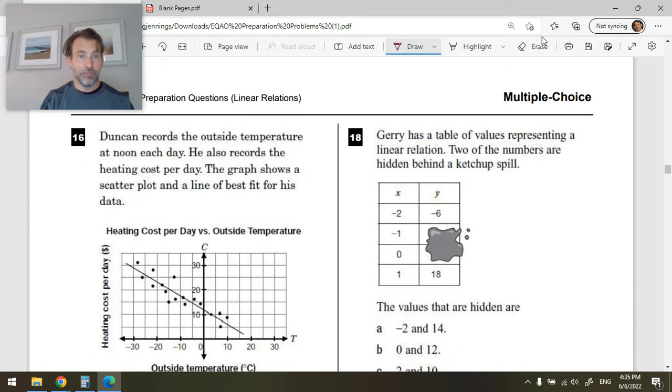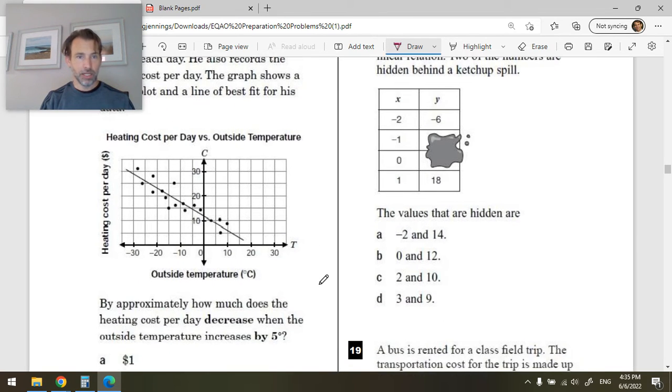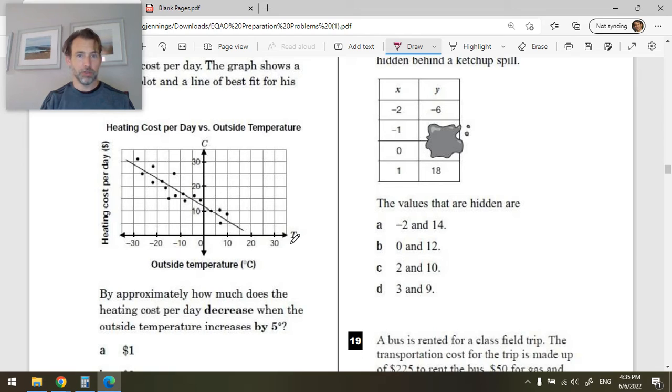Duncan records the outside temperature at noon each day. He also records the heating cost per day. And the graph shows a scatter plot and line of best fit for his data, heating cost per day versus outside temperature. So here's the outside temperature, and here's the cost to heat his home. As we see, when it's colder, it costs more to heat the home. When it's warmer, it costs less to heat the home.